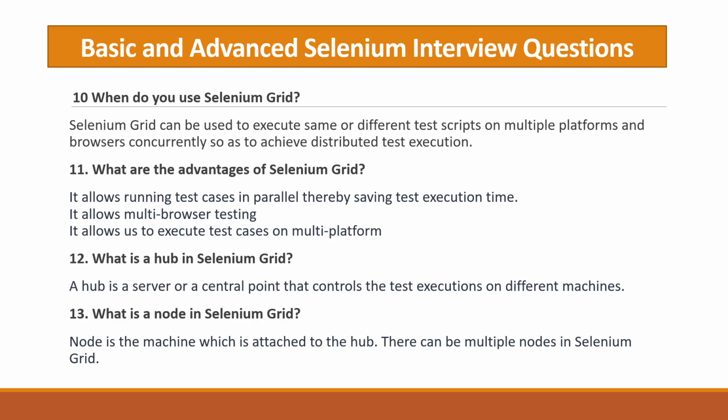And what is a node in Selenium Grid? A node is a machine which is attached to the hub. There can be multiple nodes in Selenium Grid. As we discussed, computer 1, computer 2, computer 3, computer 4, these are all the nodes. These nodes are commonly connected with a machine called the hub. From this hub only, those nodes receive the information and those nodes perform the execution. That is about what a node is in Selenium Grid.